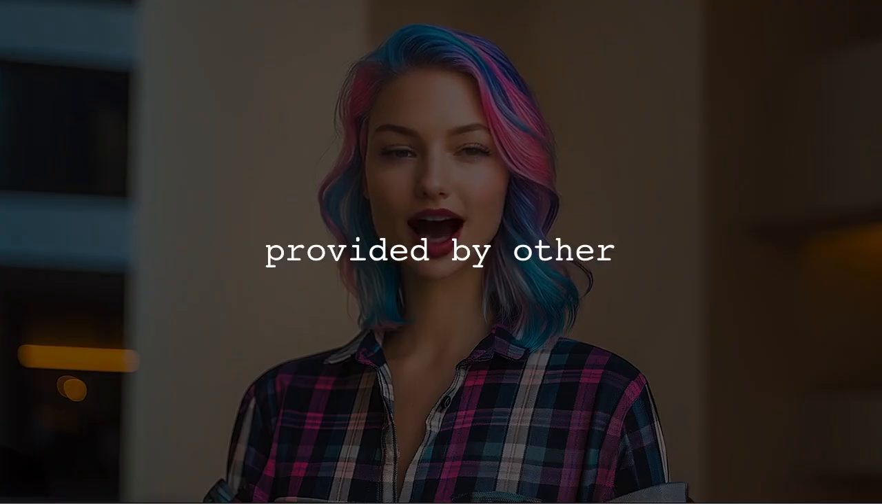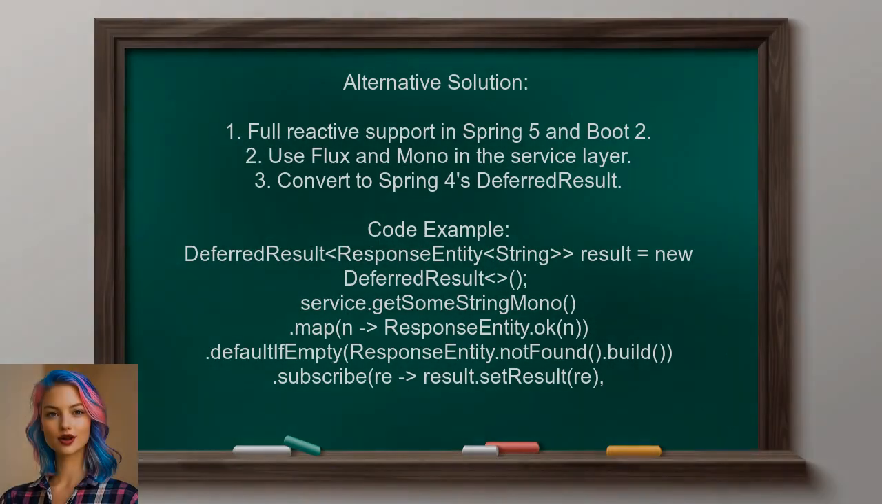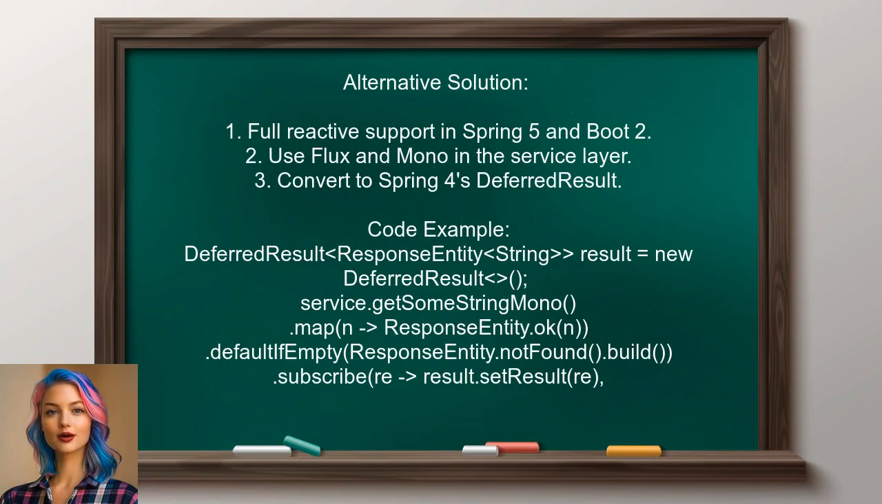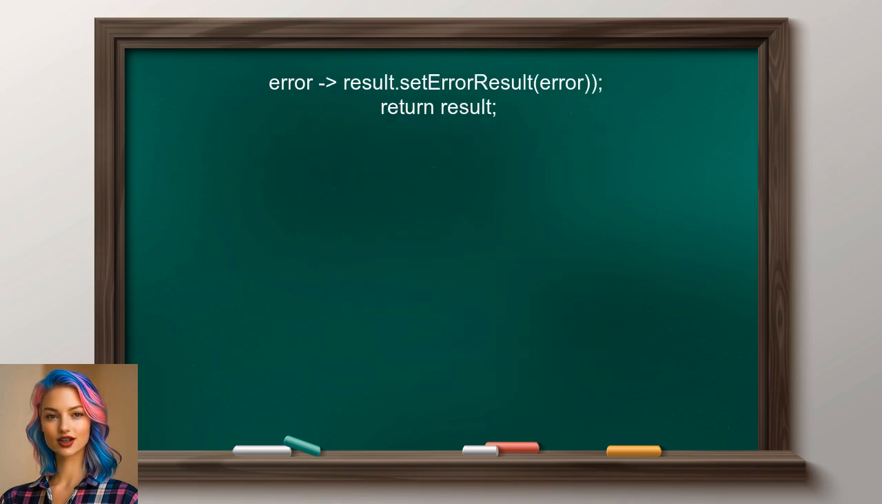Now let's look at the answers provided by other users. An alternative approach suggests that full reactive support is only available in Spring 5 and Spring Boot 2. While you can use Reactor independently, returning a Flux directly won't work as the framework doesn't recognize it yet. Instead, you can use Flux and Mono in your service layer and convert them to Spring 4's DeferredResult. This allows you to handle asynchronous responses effectively.